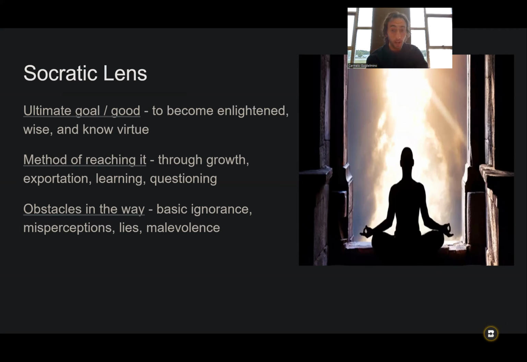And then how do we reach that, of course? What is the method? What is the path in order to reach this? Well, he would say through growth, through exploration, learning, and questioning. So any character who is questioning, any character who is seeking to unravel a mystery, is absolutely going to be a good target for a Socratic lens, as someone who is trying to tease their way to the truth. And then what, of course, are the obstacles in our way?